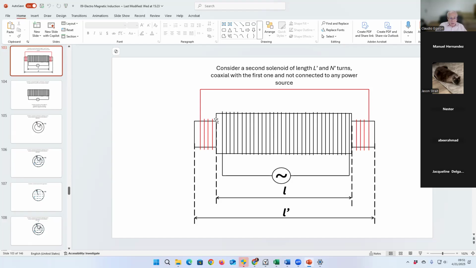This works as a transformer as well, because the primary solenoid is inducing a current in the secondary solenoid. But we have a different geometrical configuration to do the same thing. That's the easiest way of understanding how a transformer works, okay?